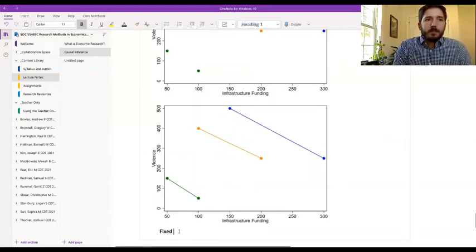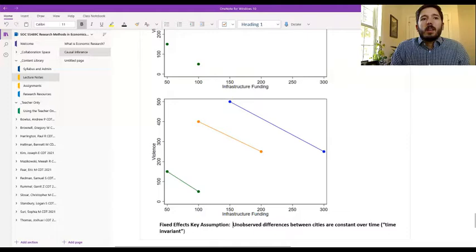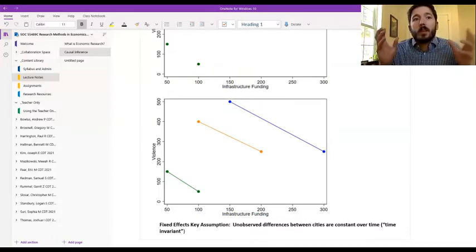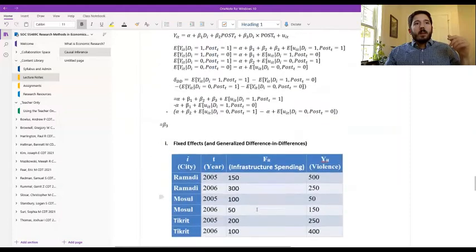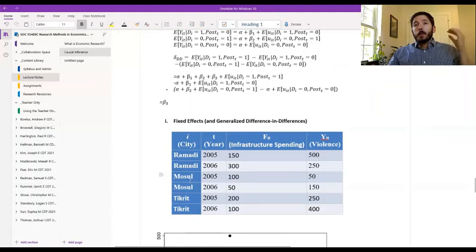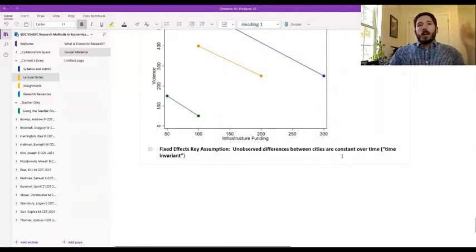So the key assumption is that anything that's unobserved that's different between all the cities, we could have some unobserved differences that we're not including in our regression, right? But we can only have them if those differences are constant over time, right? So we don't have to have all the different controls, so long as the things that we're missing that are important, those omitted variables, as long as the effects of those are constant over time. So in other words, going back up here, Tikrit and Mosul can be different, but they need to be different in the same way over time, other than any effects of the infrastructure program, obviously, right? So unobserved differences between cities are constant over time.